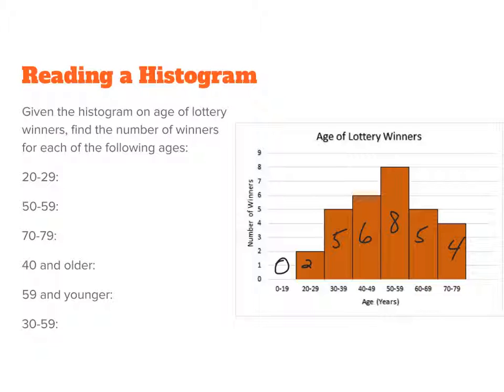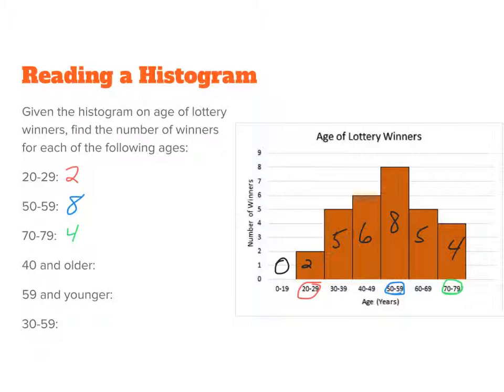So if you look at this first one, they want to know between 20 and 29. That's just this bar right here. And we know that there's 2 there. For the next one, 50 to 59, that is just this one range right here, this one bar. And we know that there's 8 in that bar. Between 70 and 79, that's right here, we've got a bar of 4.